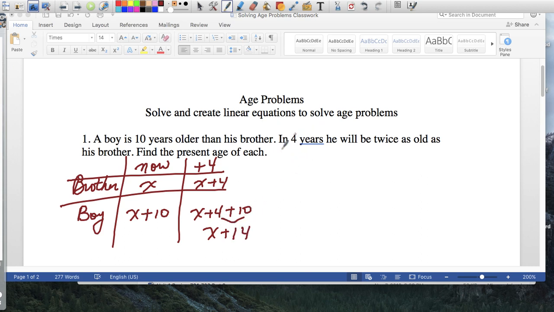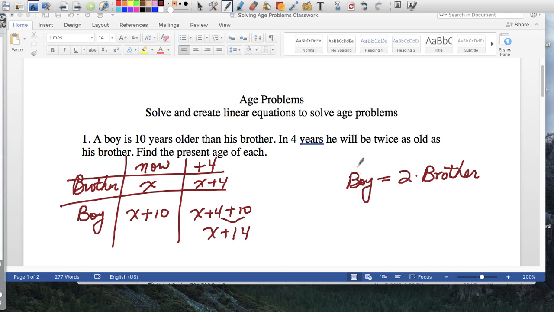So now I can set up my equation, and in 4 years, the boy will be twice as old as his brother. So in 4 years, the boy is going to be twice as old. The boy is going to be 2 times older than his brother. So that's the equation we're going to use.